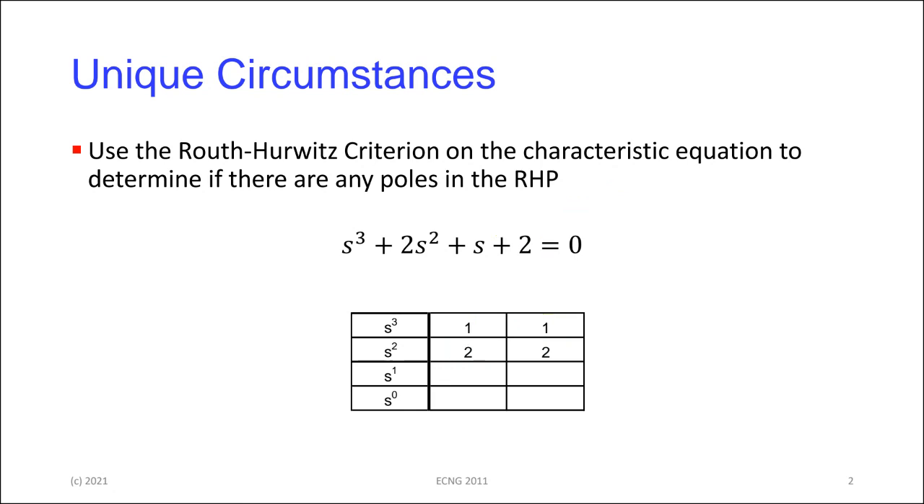So for the next cell below, S1 here, you look at the two rows immediately above. So this is going to be 2 by 1, which is 2, minus 1 by 2, which is 2, all over the first answer, 2. So I'm going to get 1, is it?